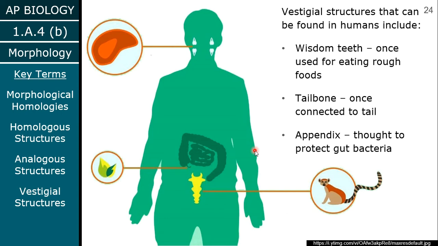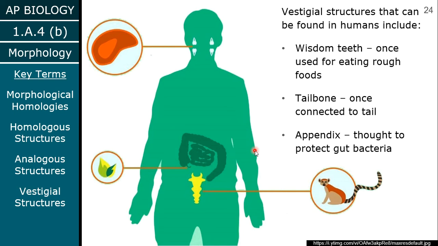So, tailbones, for instance, were once connected to a tail. Obviously, humans no longer have a tail, right? But we still have the tailbone. So what's the purpose of that? Well, there is no purpose anymore because we don't have the tail anymore, right? And so that's why it's a vestigial structure. We don't use it anymore.